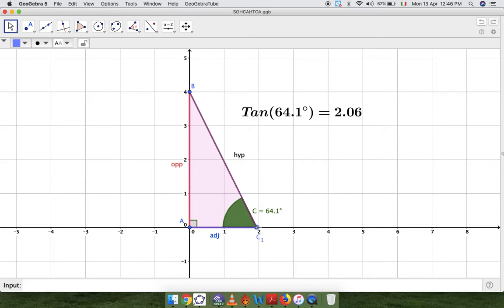What's that tangent going to reach? What's it going to get closer to? Any guesses? Maybe what do you think? What do you think is going to happen when I hit 90 degrees? What do you think is going to happen to that tangent? What's the tangent of 90 degrees going to be?